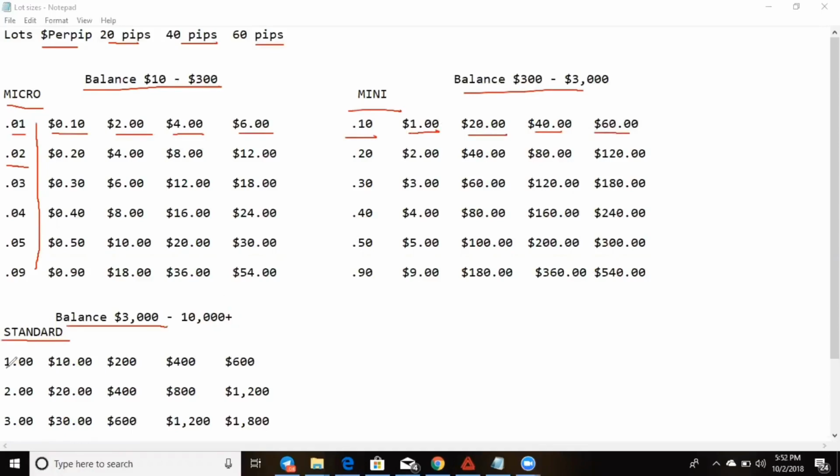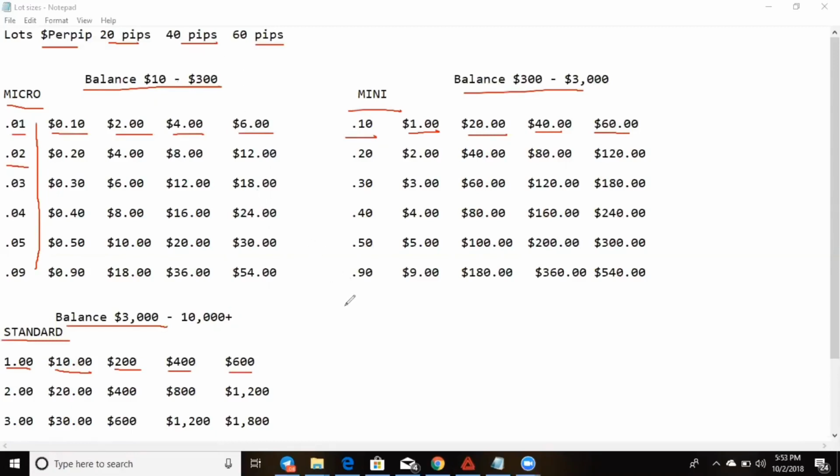And the standard at a 1.00 lot size is represented as $10 per pip. At 20 pips, we will have $200. At 40 pips, we will have $400. At 60 pips, we will have $600.